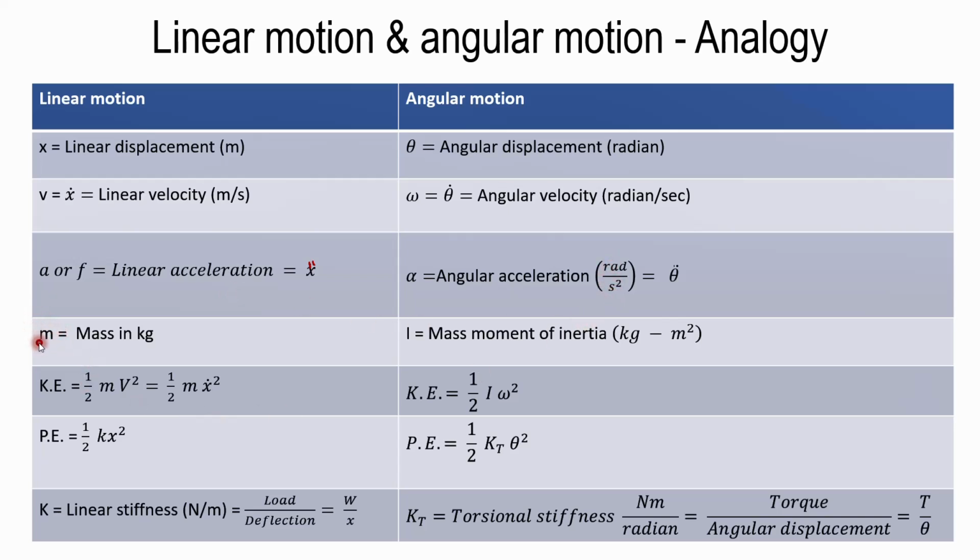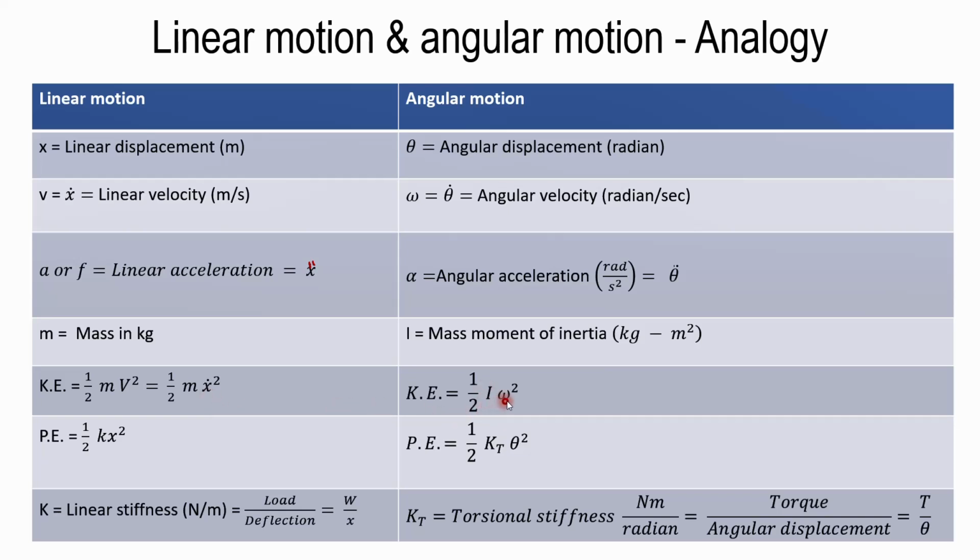In linear motion, mass m is expressed in kg. The corresponding value in angular motion is I, that is the mass moment of inertia in kg meter square. Kinetic energy, we have just seen, is 1/2 m ẋ². In angular motion, it is 1/2, replace this m by I and ẋ by ω or θ̇.